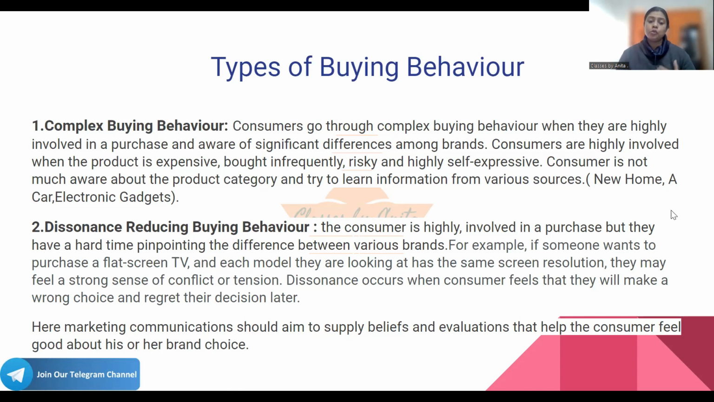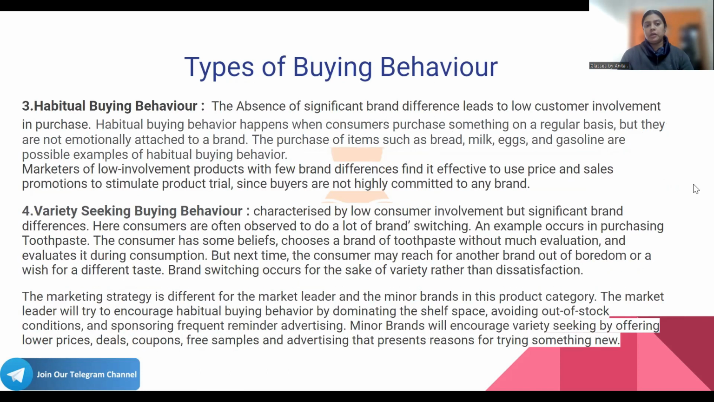Now the marketer needs to communicate the benefits of the product in a way so that the customer can easily make out which brand he wants to go for, right? Here, marketing communication should aim to supply beliefs and evaluations that help the consumer feel good about his or her brand choice. Now, the next is habitual buying behavior.